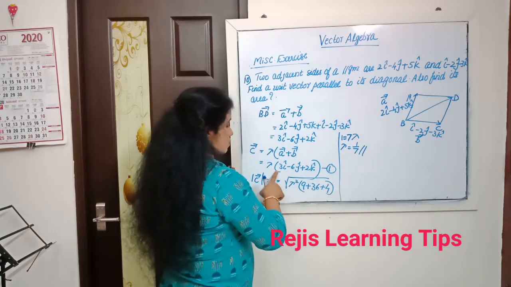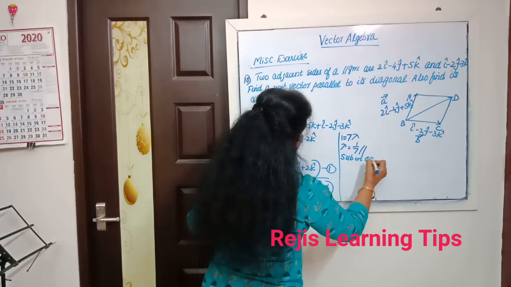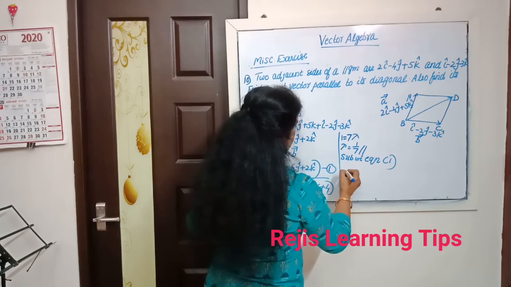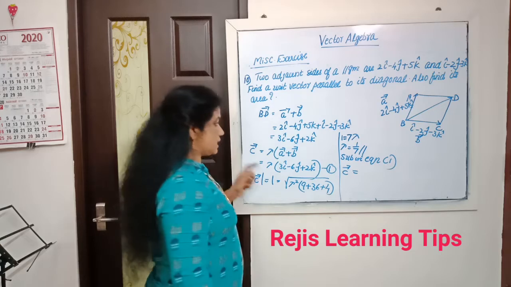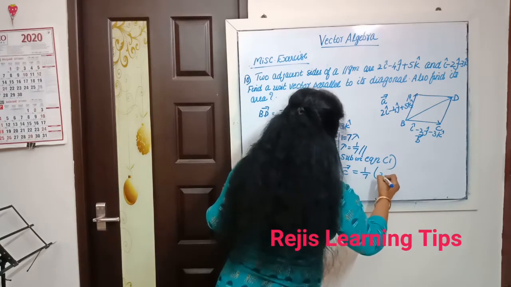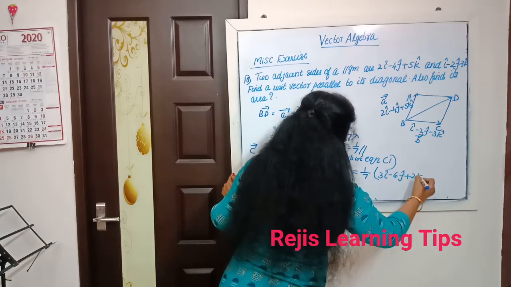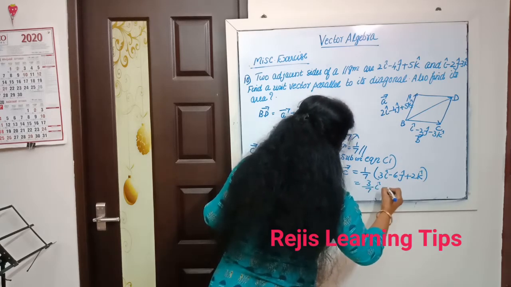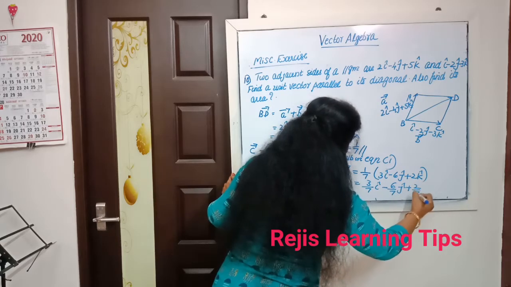So we can substitute this value in equation 1. Substituting in equation 1, we get the parallel vector C is equal to 1 by 7 into 3i cap minus 6j cap plus 2k cap. That is equal to 3 by 7 i cap minus 6 by 7 j cap plus 2 by 7 k cap.